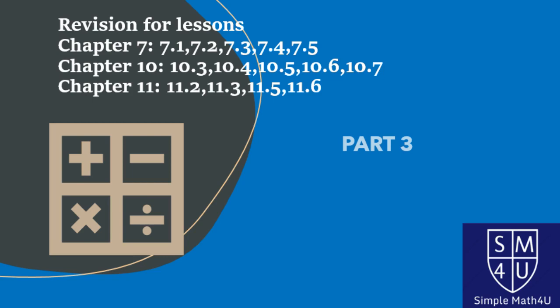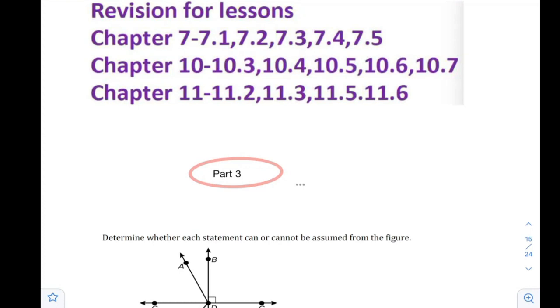Hello everyone, this is Simple Math for You, and we will continue the revision for the lessons of chapter 7, 10, and 11. Actually, not all the lessons, specific lessons mentioned here. We have started with parts 1 and 2, and now we are in part 3, which emphasizes mainly on chapter 11, which is talking about angle relationships and two-dimensional shapes, three-dimensional shapes, and orthographic drawing and nets.